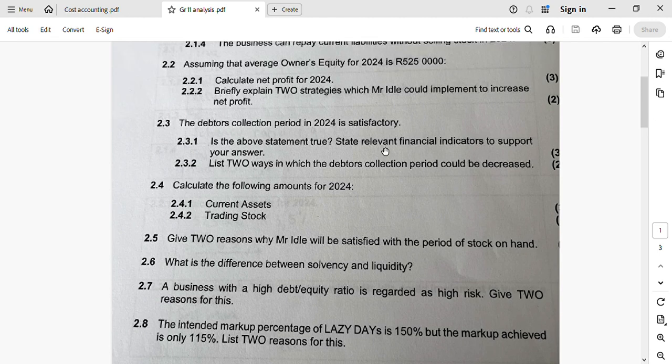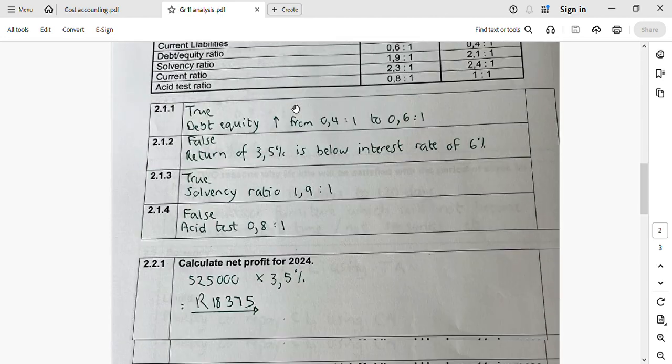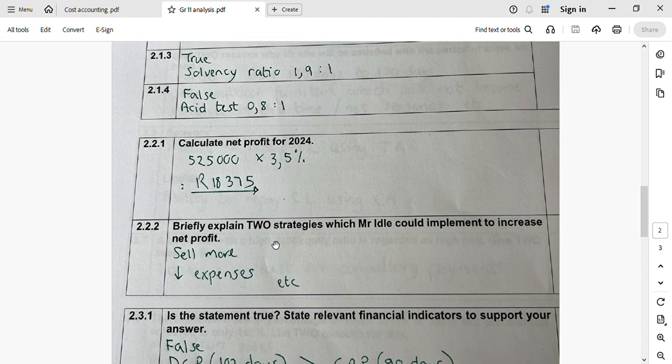Okay, then the next one, briefly explain 2 strategies which Mr. Idle could implement to increase his net profit. Anything to do to make more profit, you can write as an answer here. So you could sell more, you could decrease your expenses, you could increase other income, you could increase your markup and maintain sales level, and so on. Anything that will give you a higher net profit figure.